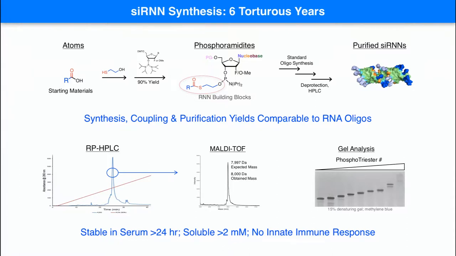So the long and the short of it is, we start with atoms. We make these building blocks called phosphoramidites. We put them on a standard synthesizer. We use slightly specialized deprotection, because some of these things have protecting groups on them, and we get purified RNAs. We can purify them on an HPLC, an instrument to purify proteins. We can fly them on the mass spectrometer to get their exact molecular weight, and we can look at them on gels and show that the more we have, the less negative charge that they have. And they have all these great properties.